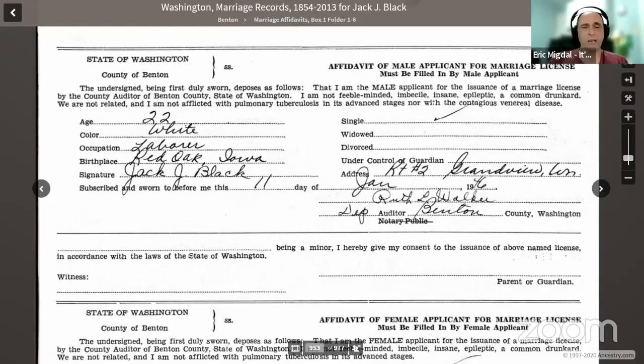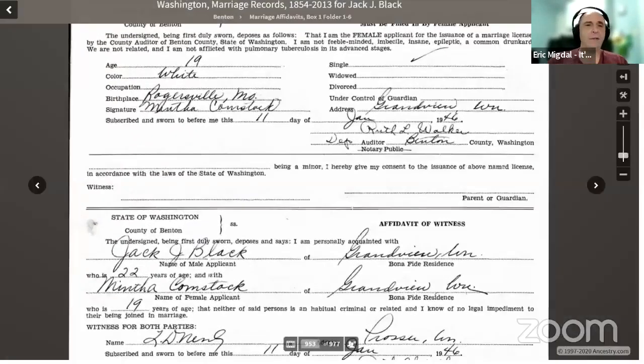That he was born in Red Oak, Iowa, that he's living in Grandview, Washington, and that he is a laborer. And then you have his spouse, who was born in Rogersville, Missouri, and that she is 19. And it shows that she is also living in Grandview, Washington at the time, most likely with her betrothed. So now you can figure out, based on that, what year she was born in as well.